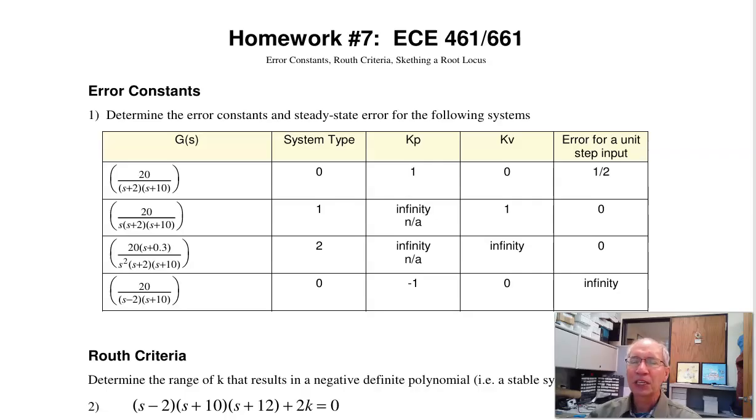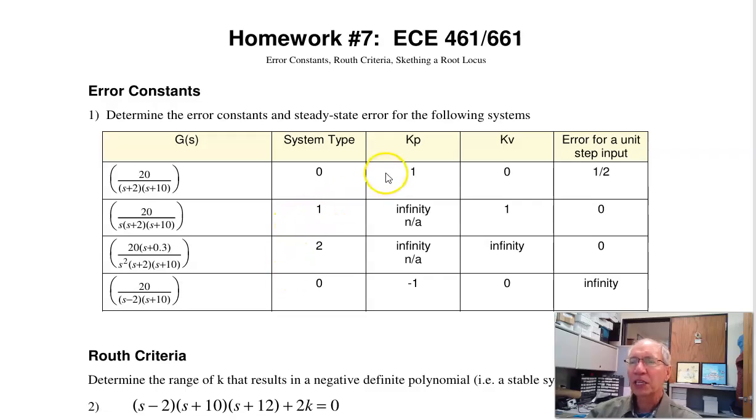The idea behind error constants is I want to take a dynamic system and assign a number to it. Kind of difficult assigning a number to a dynamic system, but that's kind of what the idea is. So if I have this system, I have a system type and the error constants Kp, Kv, and error per step input. The system type is just how many poles are at s equals 0. This one has 0, 1, 2, and 0.